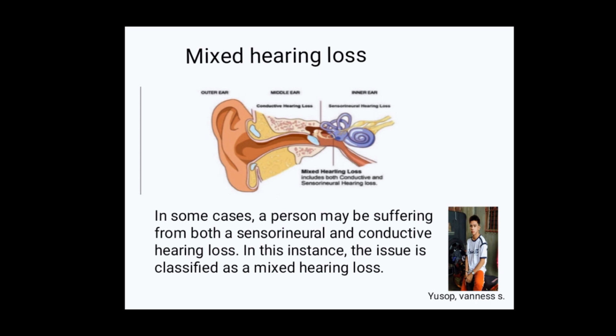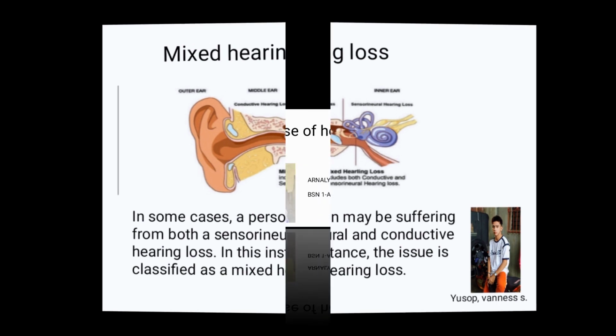If a greater portion of the loss is caused by a conductive component, surgical procedures and other medical treatment might be more effective in correcting the hearing concern. If a greater portion of the loss is sensorineural, hearing aids or implantable devices may be the best option.